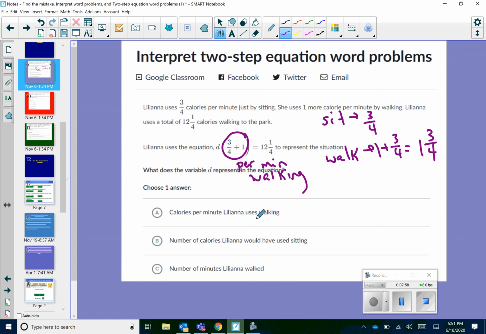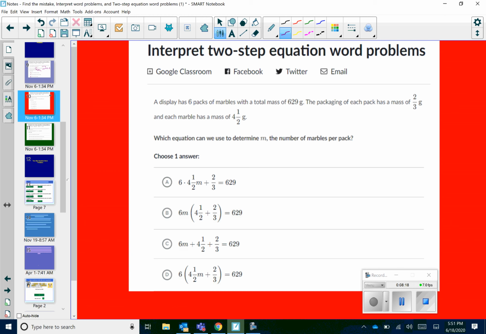So it says calories per minute Liliana uses walking. No, that's 1 3/4. Number of calories Liliana would have used sitting. No, because we added in the walking calorie. So that's the number of minutes Liliana walked. You can probably use process of elimination for several of these too.